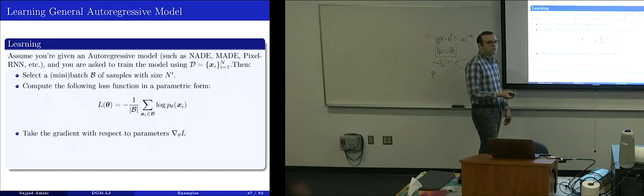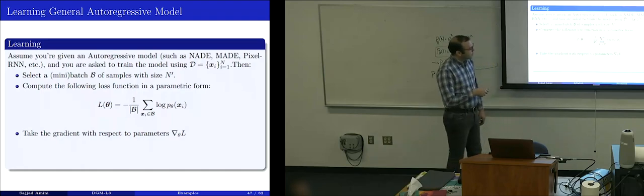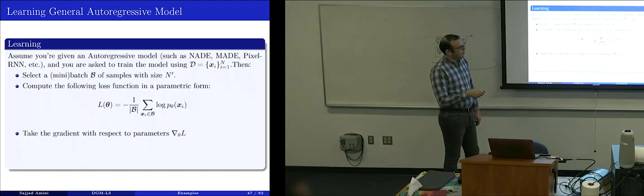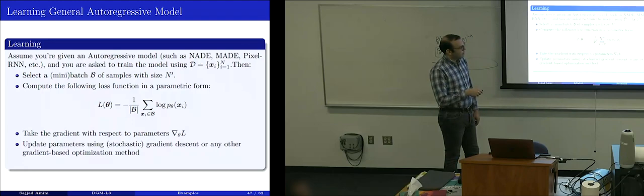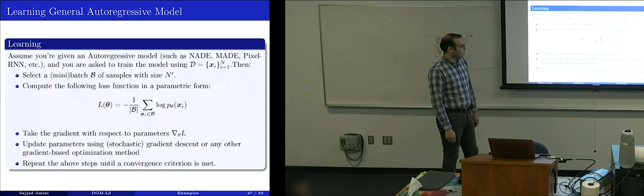This can be done using any of the methods, for example stochastic gradient descent, in PyTorch or TensorFlow. So you will get a gradient with respect to the parameters and then update the parameters using any of the gradient-based optimization methods, and repeat this procedure until we reach a convergence point.